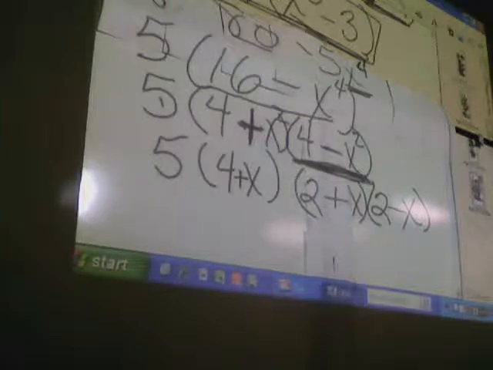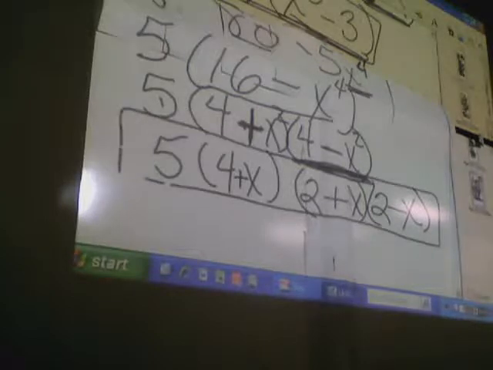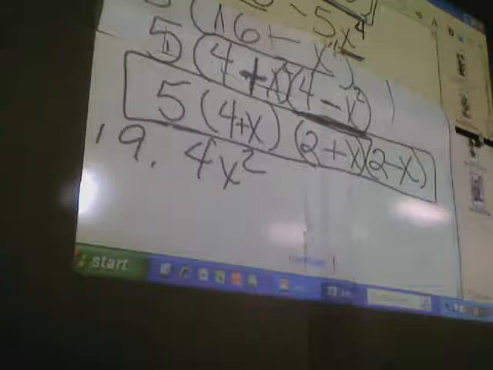Do we have another one we can factor now? Is there still a difference of squares? No? That's as far as we can go. Okay, that's number 18. Now, number 19. 4x squared minus 4x minus 15.